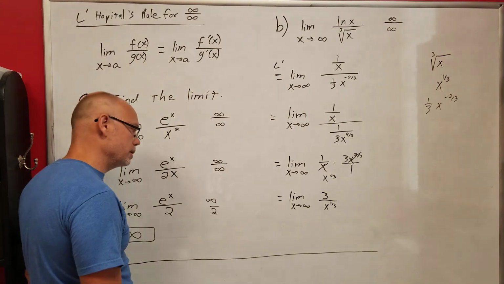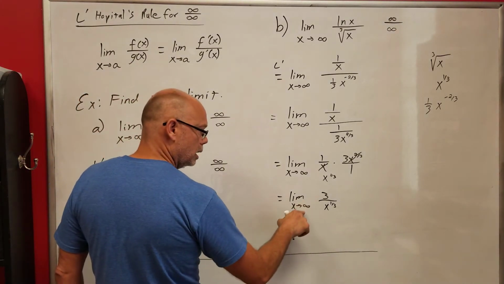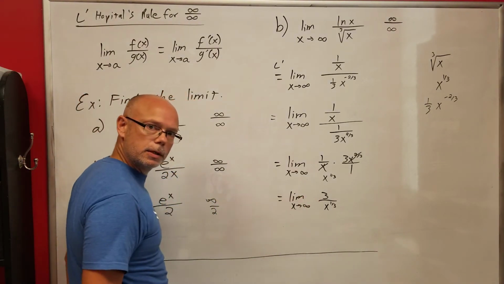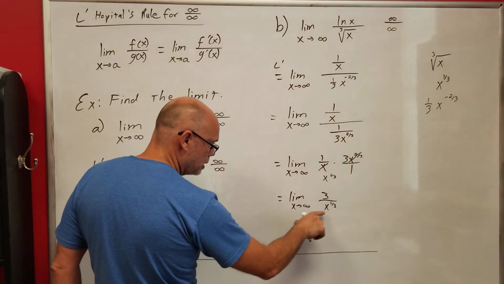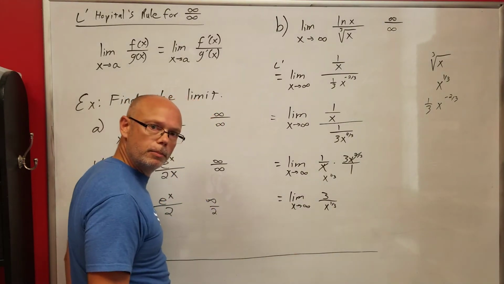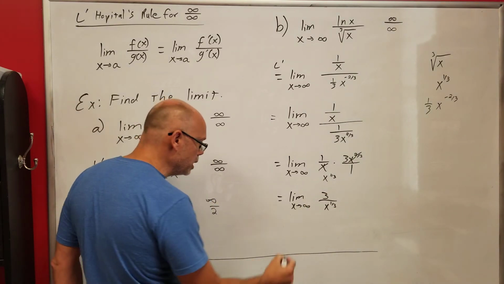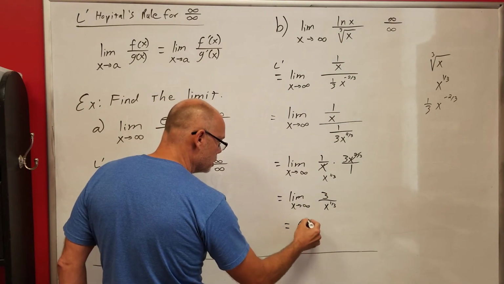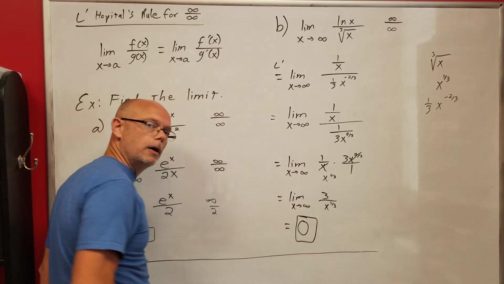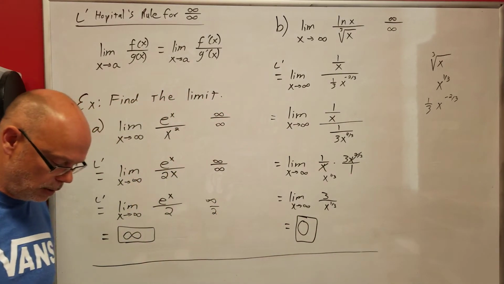Now let's see what happens. As x goes to infinity, the top stays fixed at 3. As x goes to infinity, the bottom gets bigger and bigger and bigger. What happens if the top stays fixed and the bottom gets bigger and bigger is the whole thing goes towards 0.